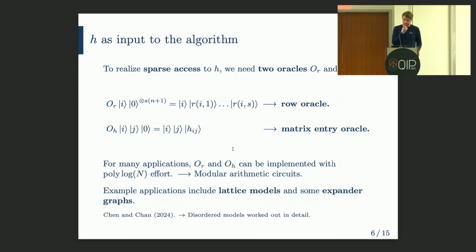But as I said, we want our algorithm to have polylog n total effort. And so we need to ensure that these O_R and O_H oracles are actually implementable as unitaries of polylog n size. And for many applications, this can be done by simply employing circuits that perform modular arithmetic. So example applications for which this can be done are, for instance, d-dimensional lattice models or some expander graphs. We also work this out for disordered models, and a recent paper by Chen from Caltech works this case out for disordered models in a lot more detail.